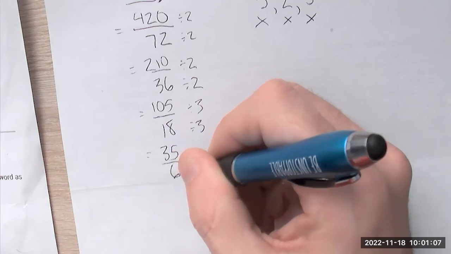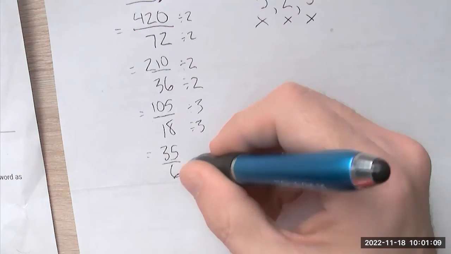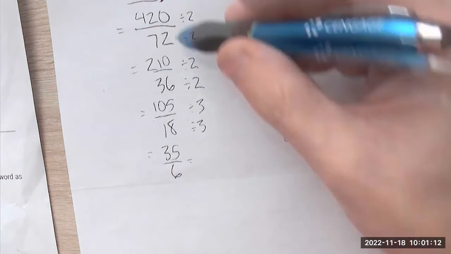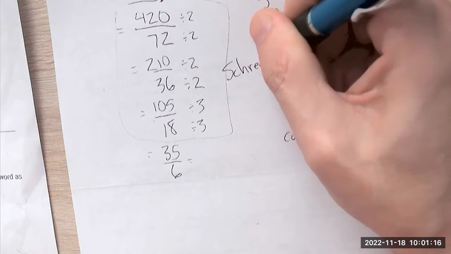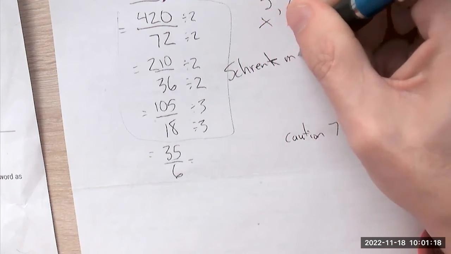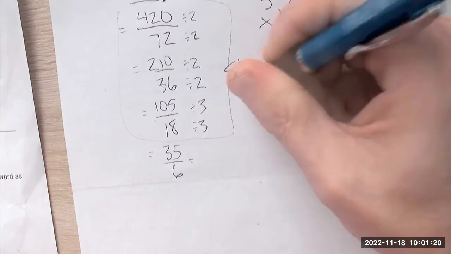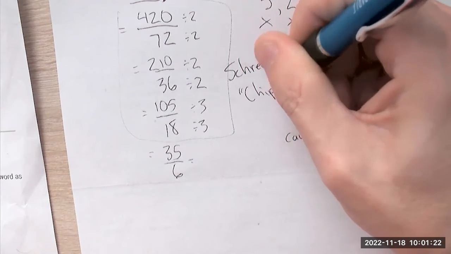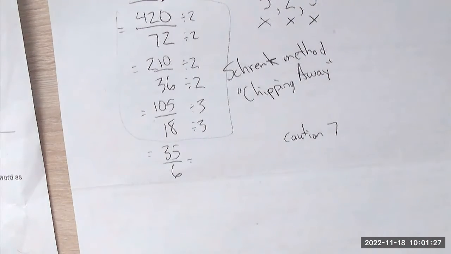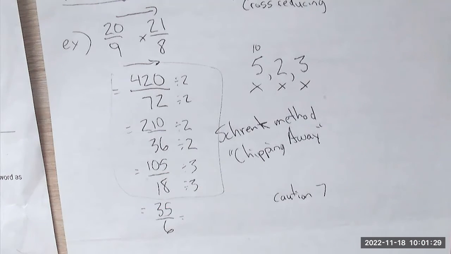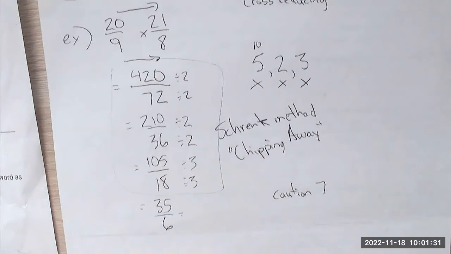And yes, you would then need to turn this into the improper fraction, the mixed number. But this is what I call the Schrank method. You'll hear me calling it chipping away is what I like to call this. It's very different from the way the book uses it, but I like it because it's a little bit more direct. And again, you'll hear me talk about the 5, 2, and the 3 a lot because it takes a little bit more work, but it's very simple and it's very direct work. And there's a lot less room for error.